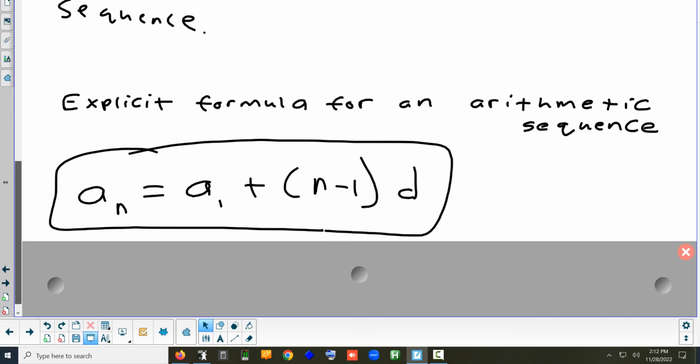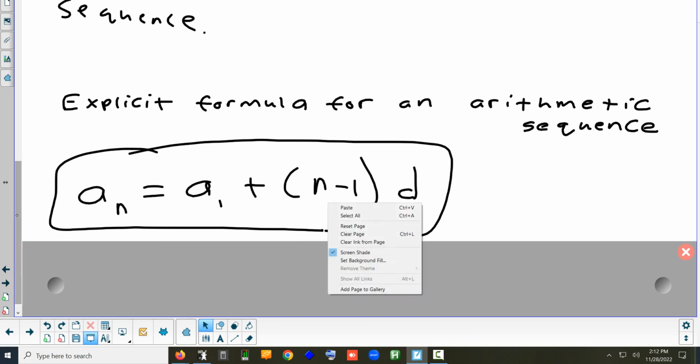So the explicit formula, when all you do is add or subtract a number over and over, is the first term plus n minus 1 times d, where d is what you add each time. D is the common difference.